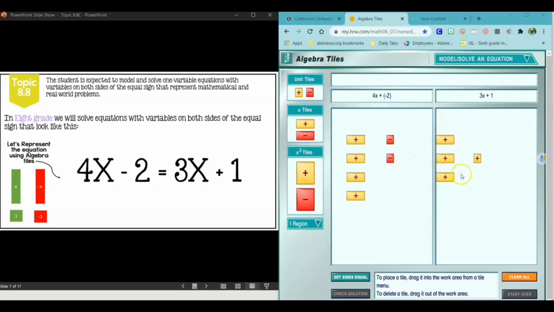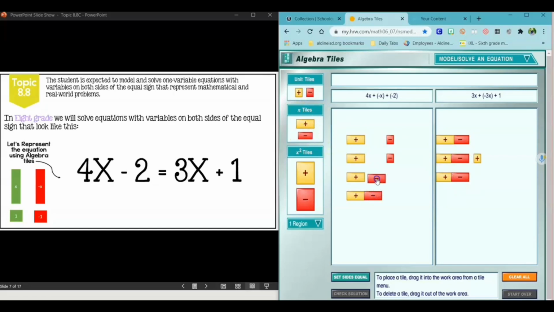So here I have the 3x on the right side, and in order to get rid of that, I need to do the opposite. If they're positive, I need to go ahead and add my -3, or subtract. Same thing as subtracting 3x. And if I add the -3's to the right, I need to also add them to the left.